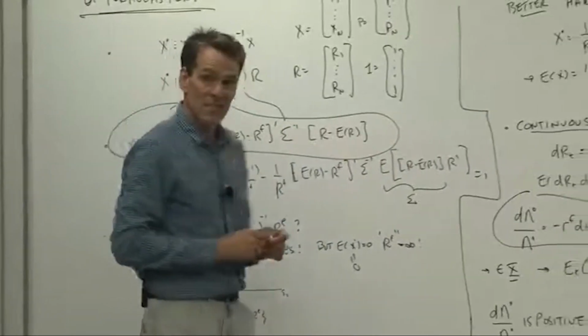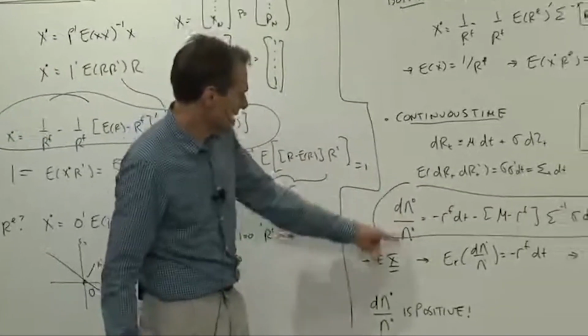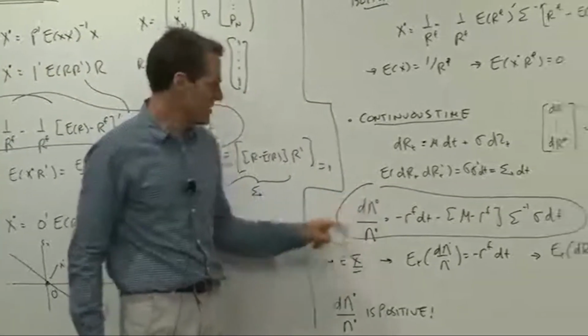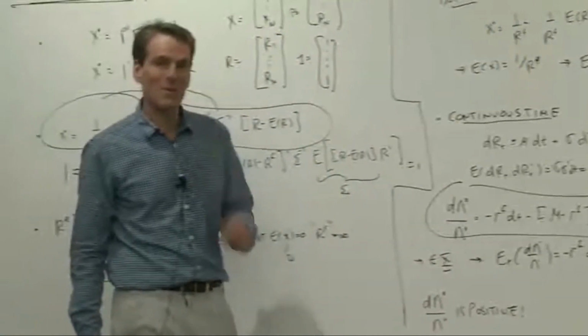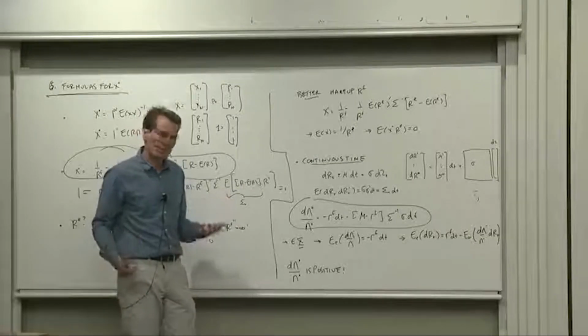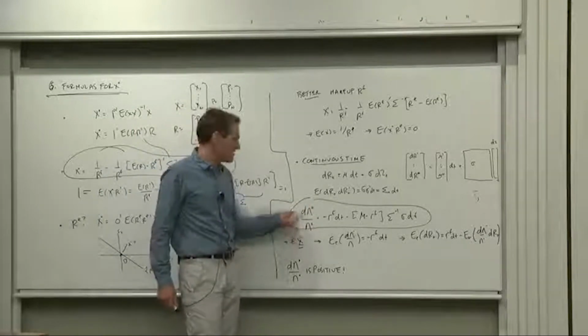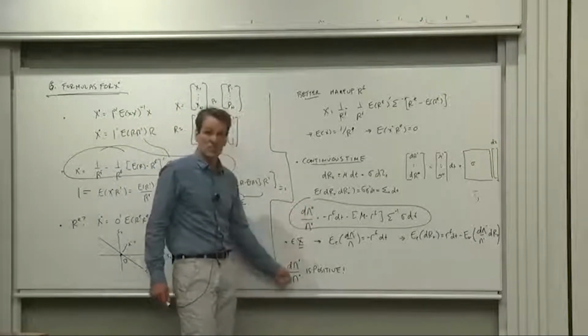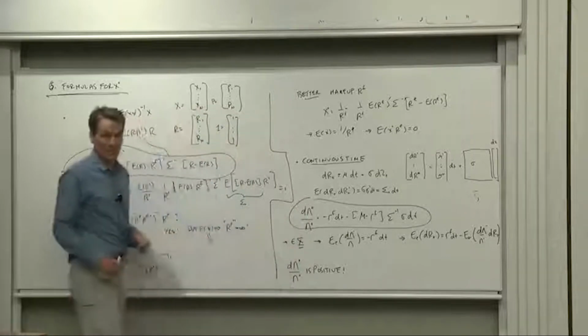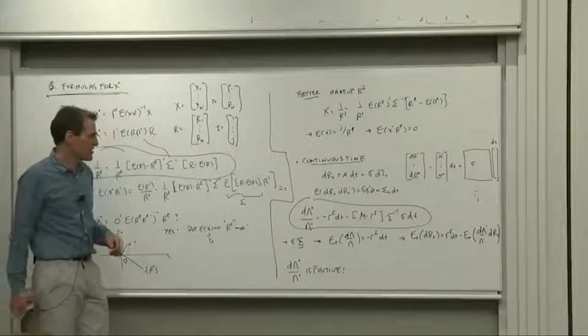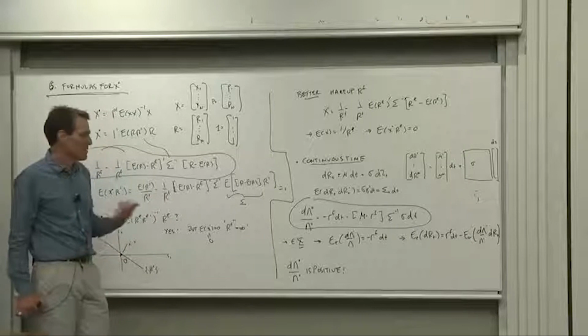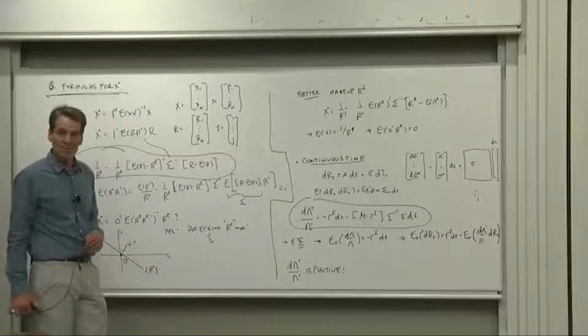In continuous time, it's even prettier because that's a geometric Brownian motion, and d lambda over lambda is always positive. So in continuous time, we have this beautiful result that the unique discount factor that's in the payoff space is also always a positive discount factor, and therefore can be used to price derivatives and other contingent claims without worrying about arbitrage opportunities.